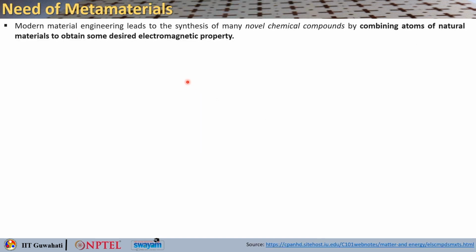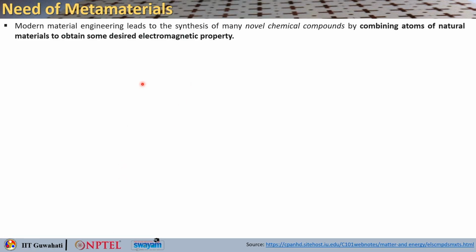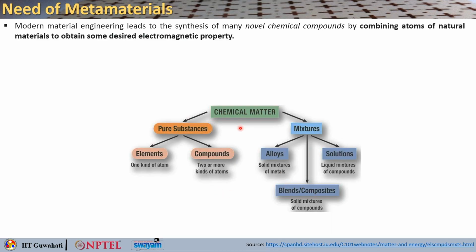Now the question comes, what is the need for metamaterials, or you can say why metamaterials? So many materials are already there. Modern material engineering basically leads to the synthesis of many novel chemical compounds. A lot of work has been done in chemistry and chemical engineering, by combining atoms of natural materials to obtain some desired electromagnetic property. So this is the kind of chemical matter we have learned till now.